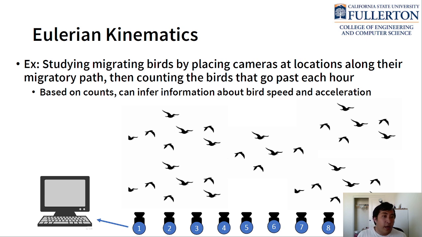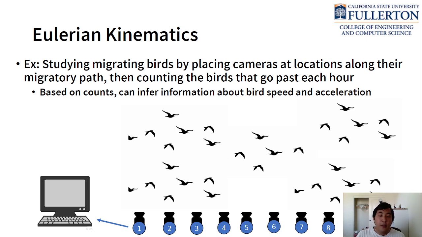Going back to our analogy of the migrating birds, instead of studying the birds via individual trackers, what you're going to do is place cameras or some kind of measuring stations at fixed locations along their migratory path, and then count each bird that goes past the camera, and you can see how fast they're going. Based on how many birds you count, and how long it takes birds to go from one camera to the next, you can infer information about bird speed and acceleration.